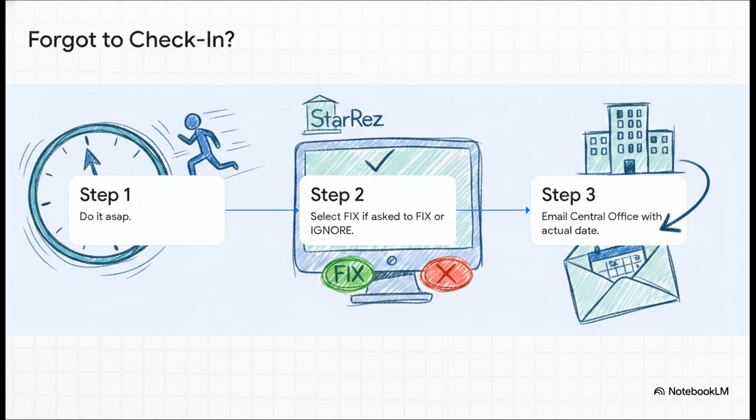Look, we are all human, and move-in day is chaotic. Mistakes happen. If you accidentally forget to check a student in on time, here is the exact protocol to fix it. First, do the check-in immediately. If StarRez hits you with a prompt asking whether to fix or ignore the timing error, always select Fix. Seriously, never ignore it. Then, immediately shoot an email to the central office with the actual date the student arrived so they can correct the back-end record.